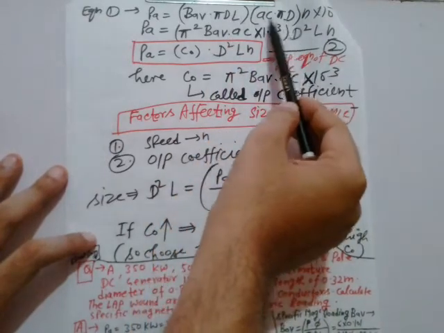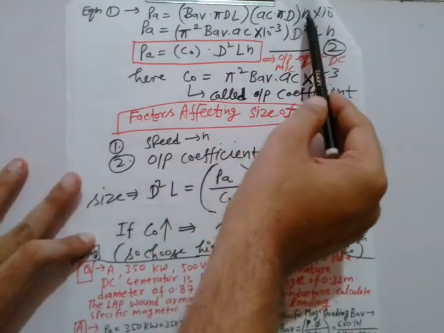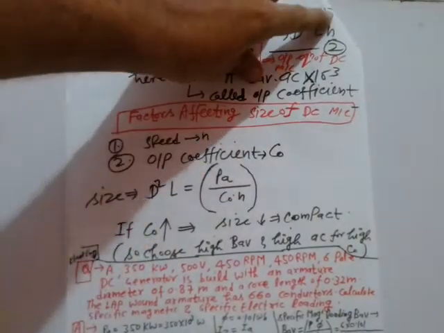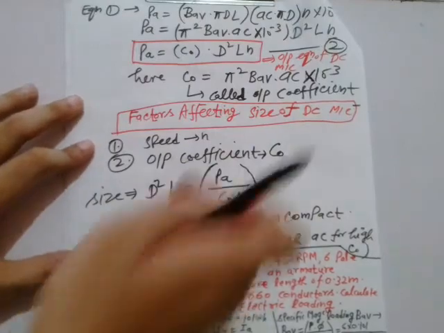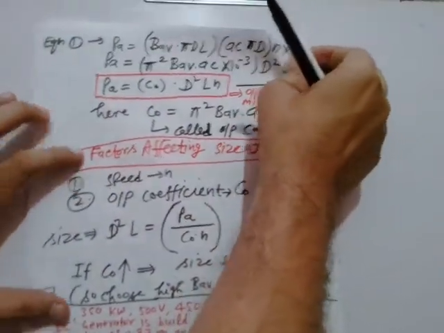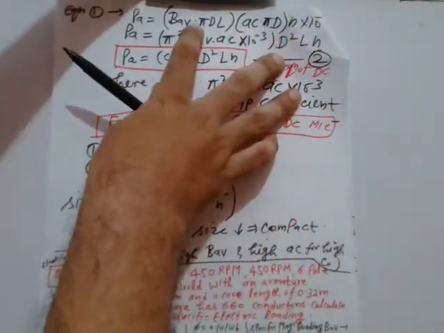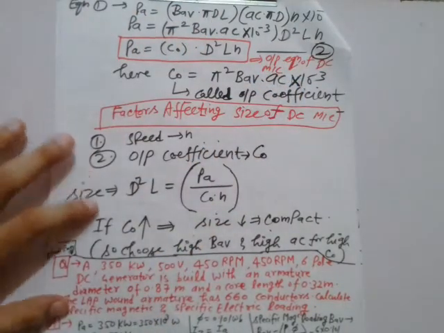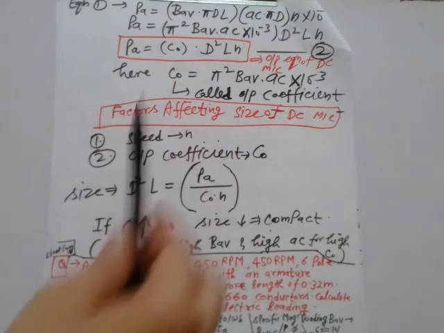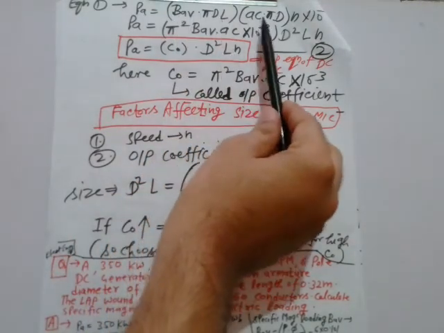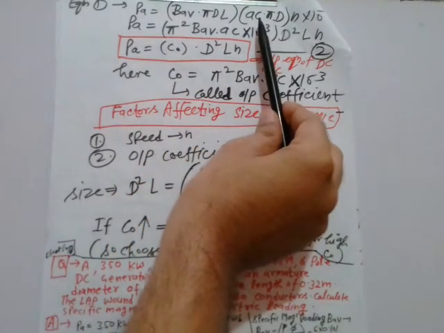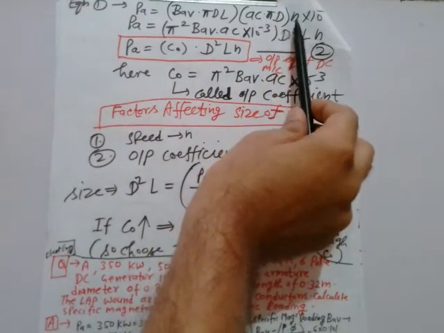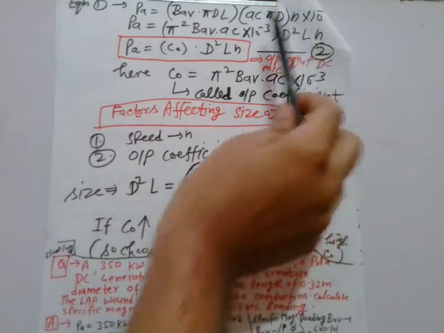Now in place of Z you write AC into pi d into small n into 10 to the power minus 3. So in place of P phi you write B average into pi dl, and in place of Z write AC into pi d. So remaining is n into 10 to the power minus 3.